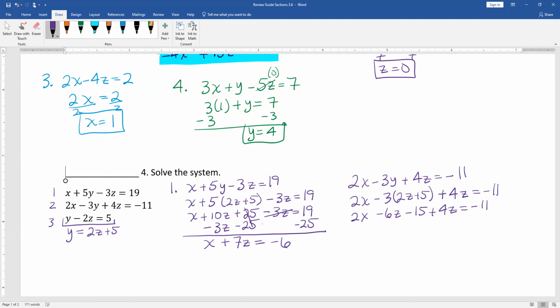All right, so again, I'm going to combine both of these. So I'm going to add the 4z to the negative 6z, but I'm also going to move this negative 15 over. So that's actually plus 15 to both sides. So I'm left with 2x. Negative 6 plus 4 is negative 2z. Those canceled out, and 15 minus 11 is 4.